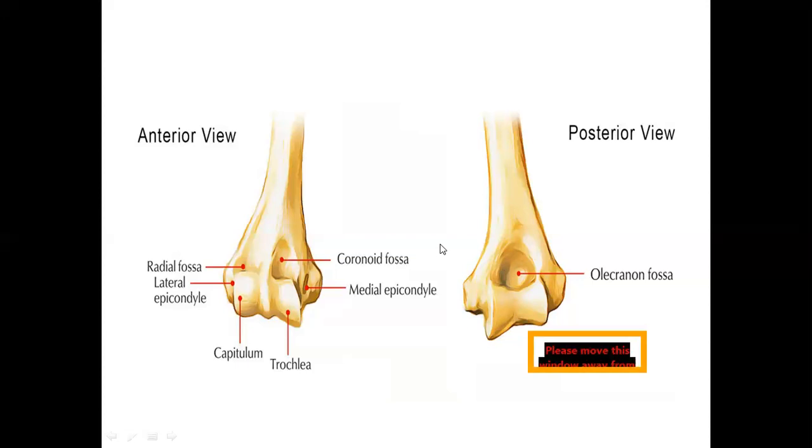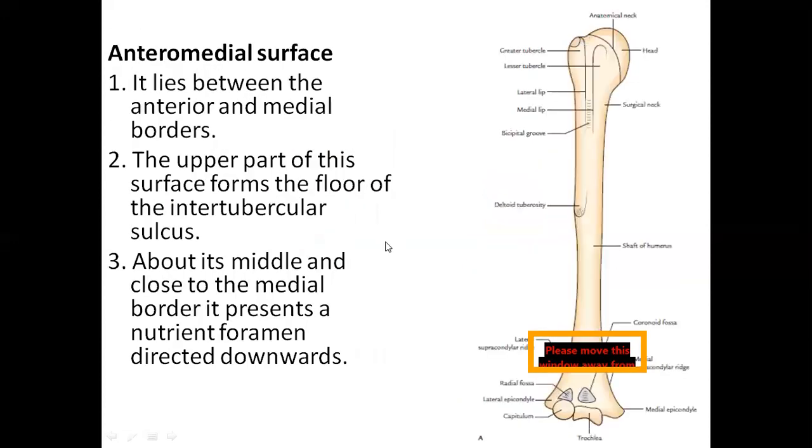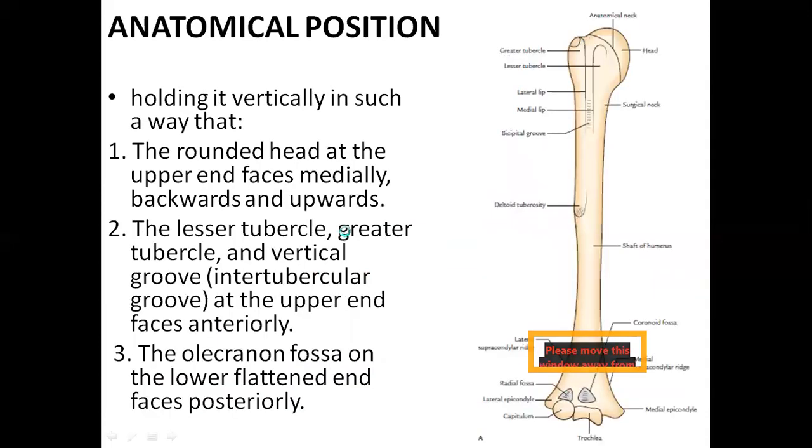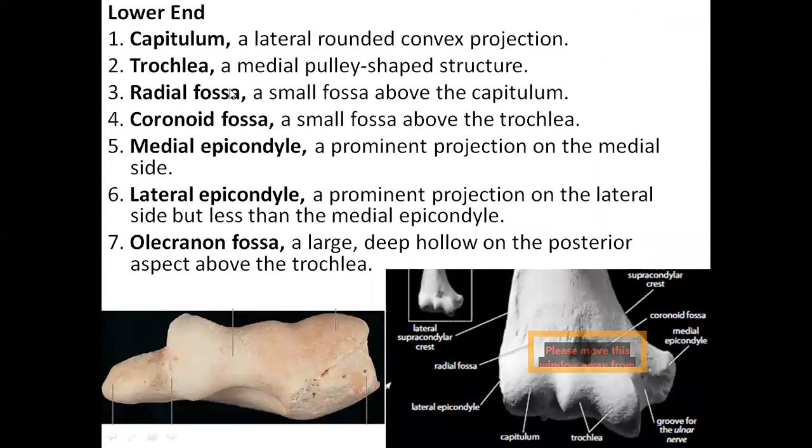In the next class, when we discuss the radius and ulna, you will come to know about these bones. So nothing to worry. Now coming to the lower end. As you have just seen, it has a cap-like projection, which I told you is the capitulum, a lateral round convex projection. The trochlea is pulley shaped. The radial fossa is present above the capitulum. The coronoid fossa is present above the trochlea. The most projected pointed area is the medial epicondyle, and laterally we have the lateral epicondyle.